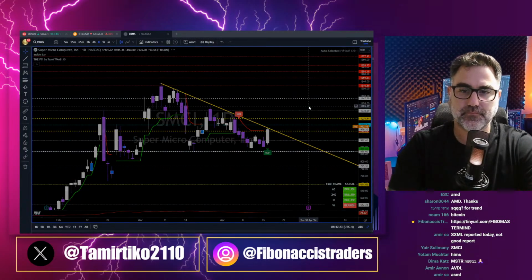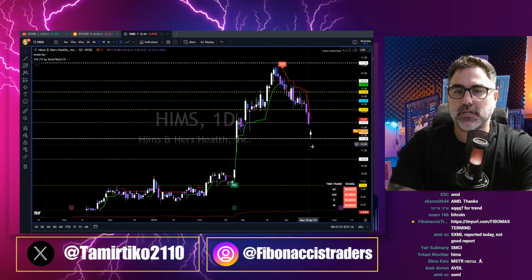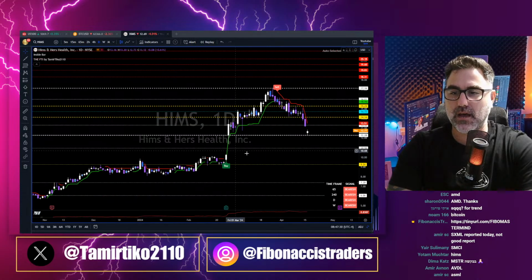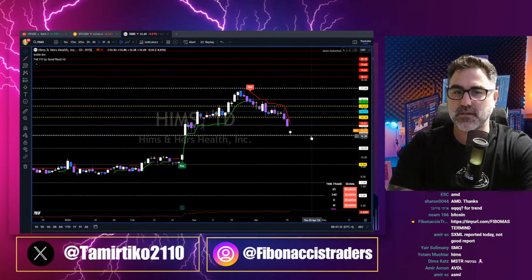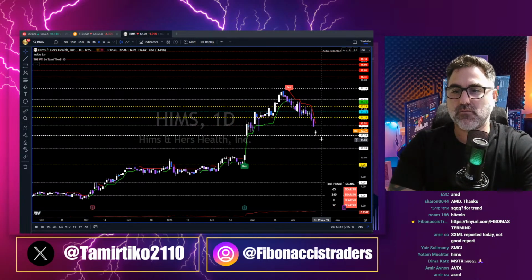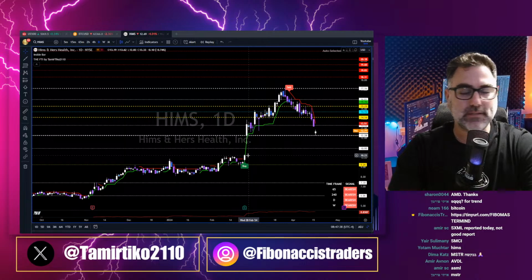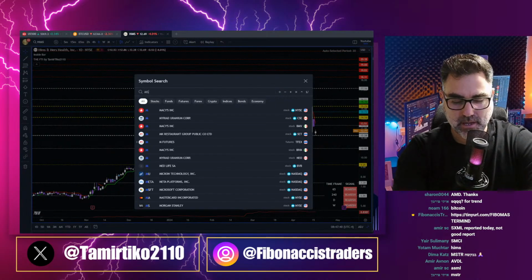HIMS looking bad. You have a gap to the upside and you have a major gap to the downside. Bearish on all time frames. For now, short below yesterday's lows towards the gap at the 10.22.